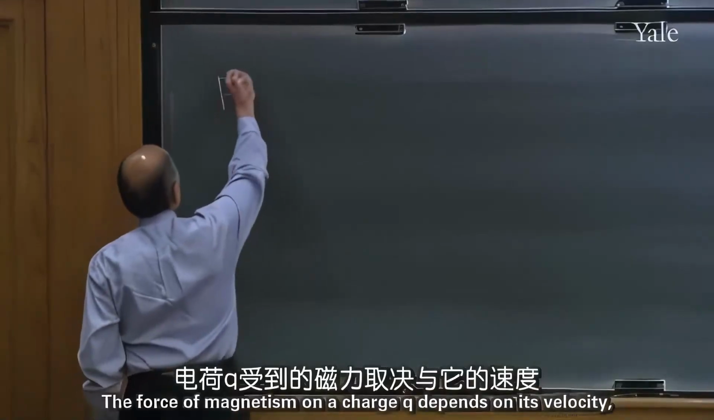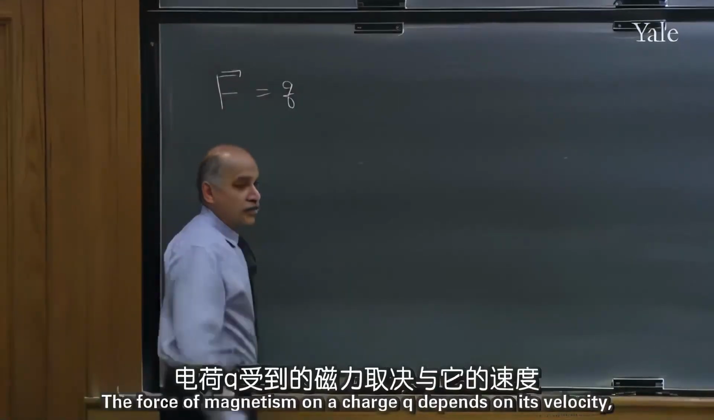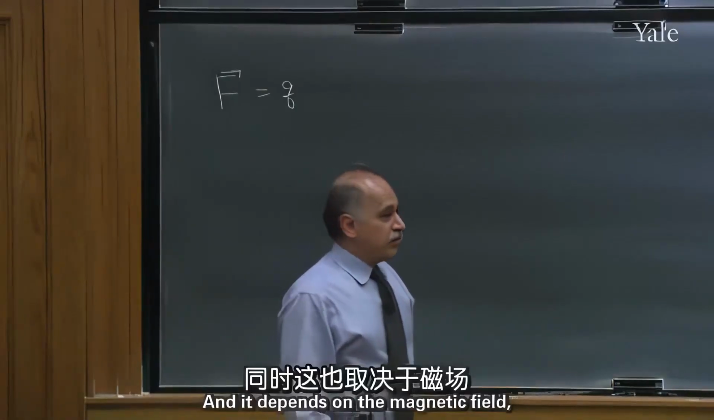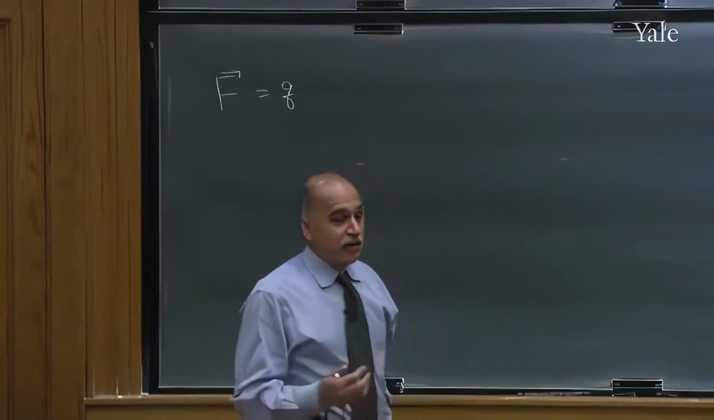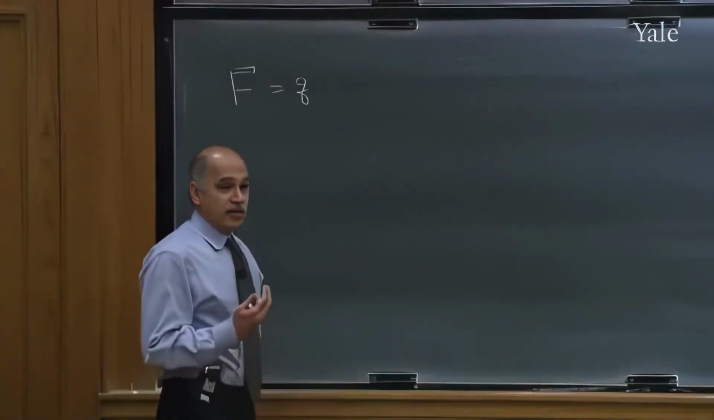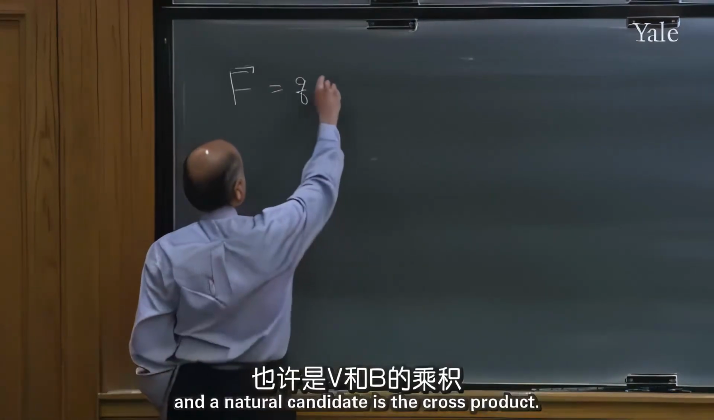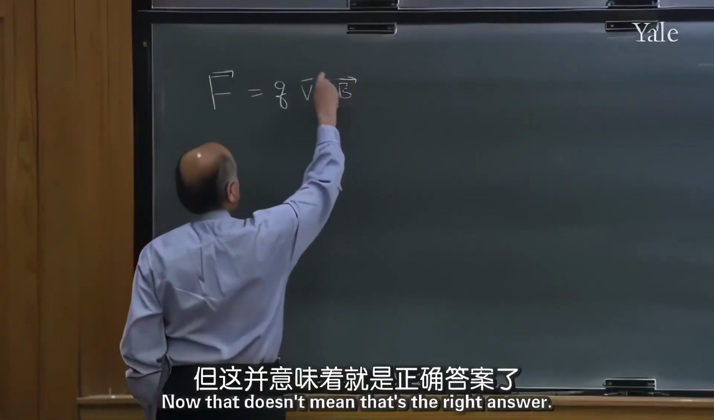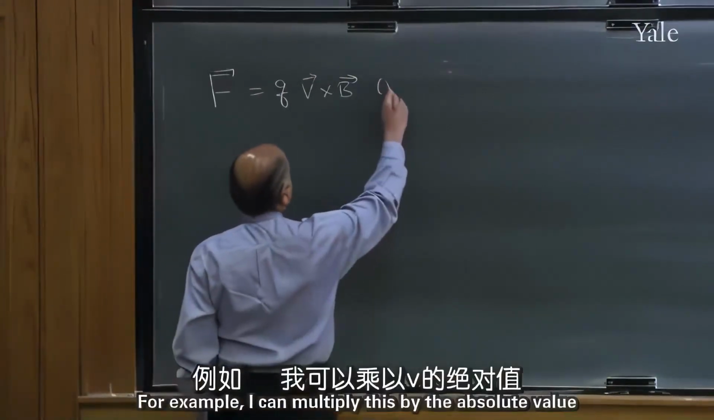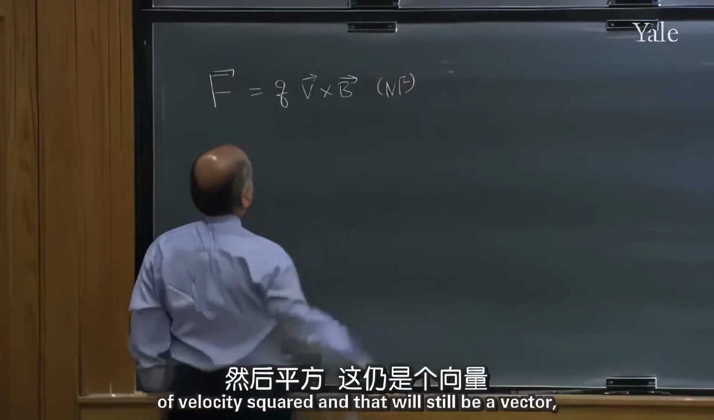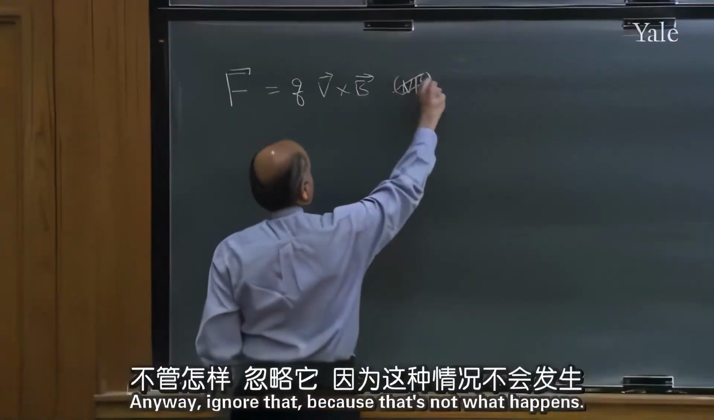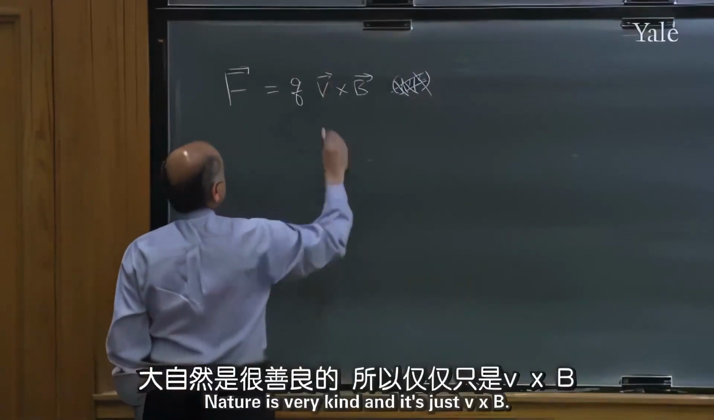The force of magnetism on a charge q depends on its velocity, because if it doesn't move, it doesn't feel it. And it depends on the magnetic field, which I will denote by some symbol B. Then you can ask yourself, how am I going to get a vector out of two vectors, namely the velocity and B? A natural candidate is the cross product. Now, that doesn't mean that's the right answer. For example, I can multiply this by the absolute value of velocity squared, and that will still be a vector, because that's just a scalar. Anyway, ignore that, because that's not what happens. Nature is very kind, and it's just v cross B.